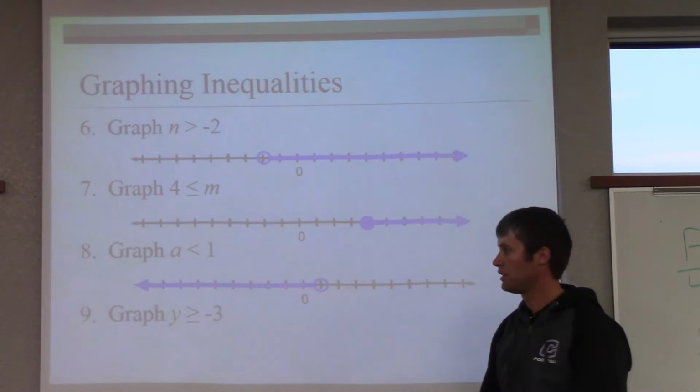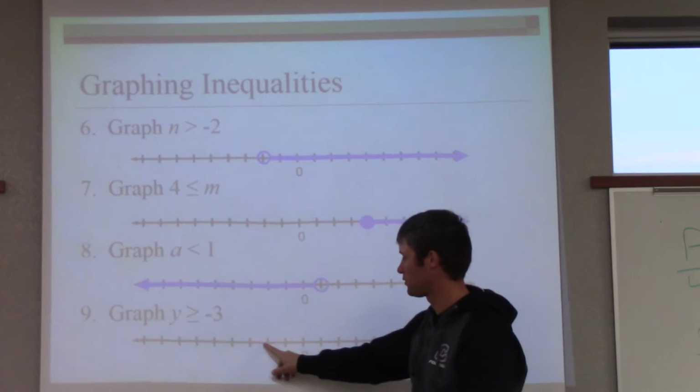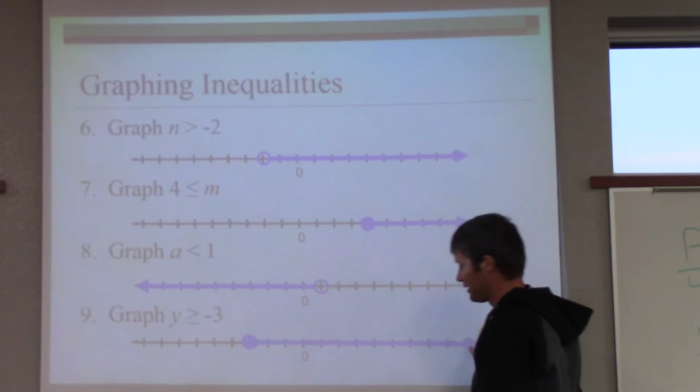Last one, y is greater than or equal to negative 3. So go negative 3, 1, 2, 3. Put a dot, it's closed because it's equal, and we want values that are greater than that.